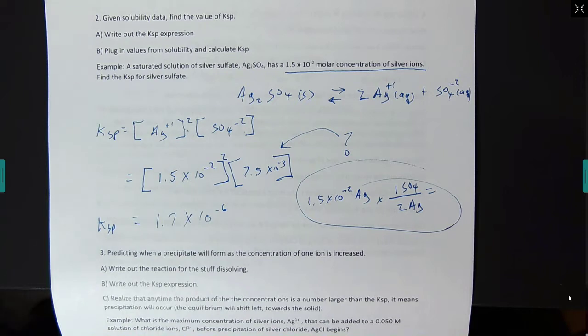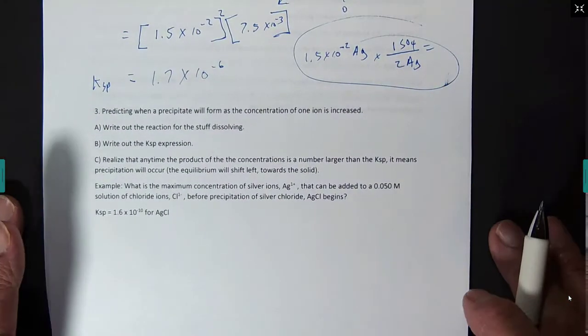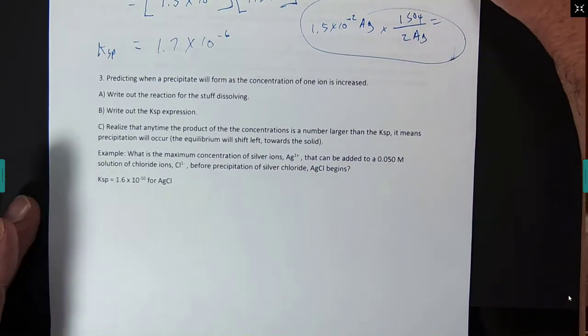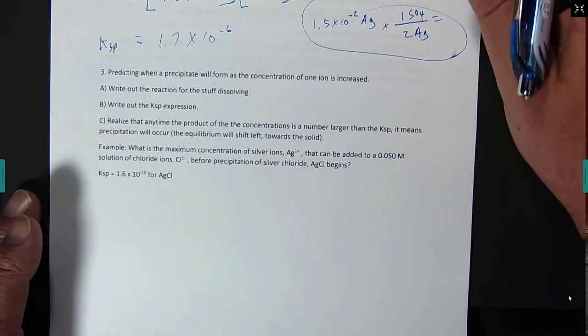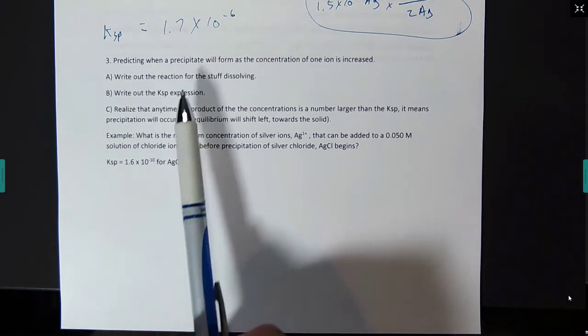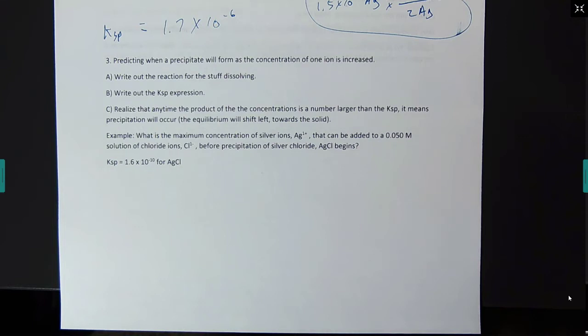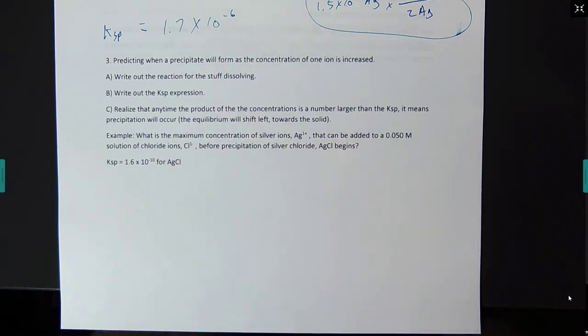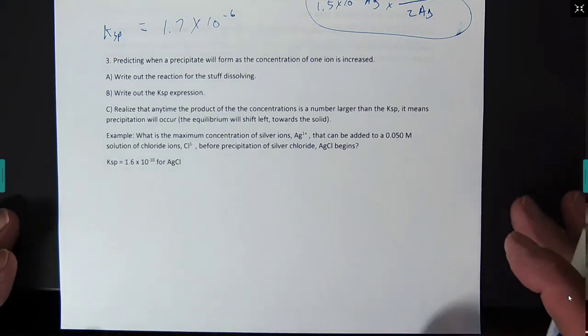My guess is, I don't think we give you one that tricky on the quiz, but that's how you would do it. Okay. Third type of Ksp calculation: predicting when a precipitate will form if you slowly increase the concentration of one ion. How do you start? Oh, always write out the reaction for the stuff dissolving. Write out the Ksp expression. Let's do that for this example.